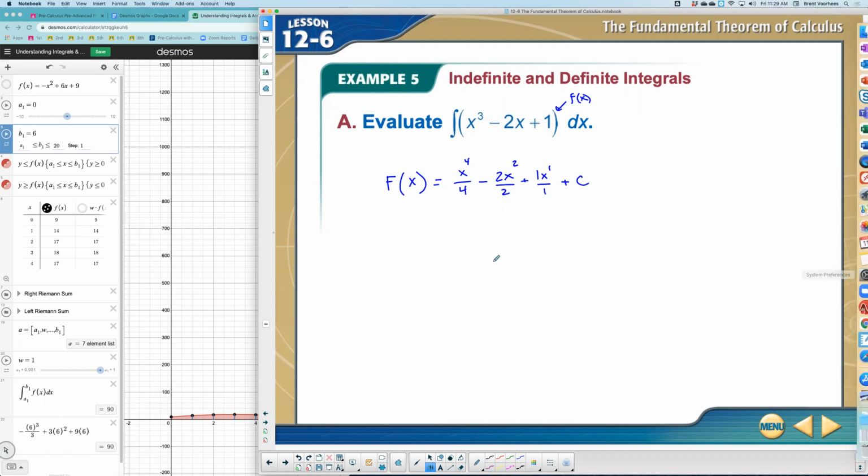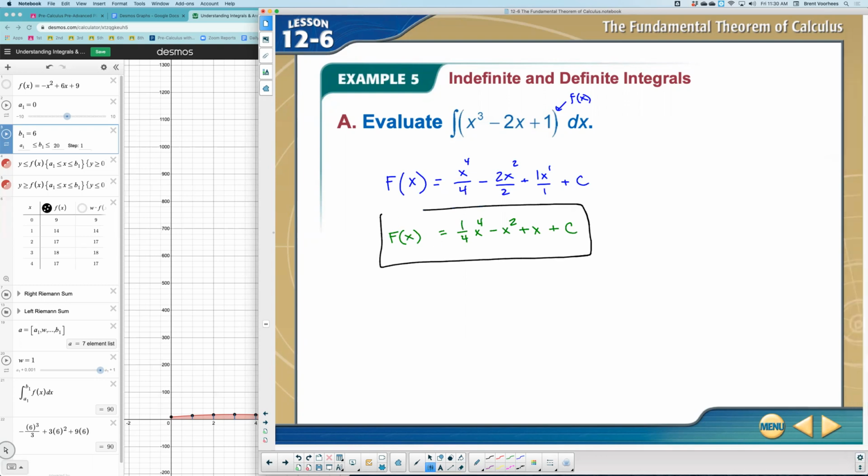And so our answer here would be 1/4 x to the fourth power minus x squared plus x plus c. That would be our indefinite integral right there.